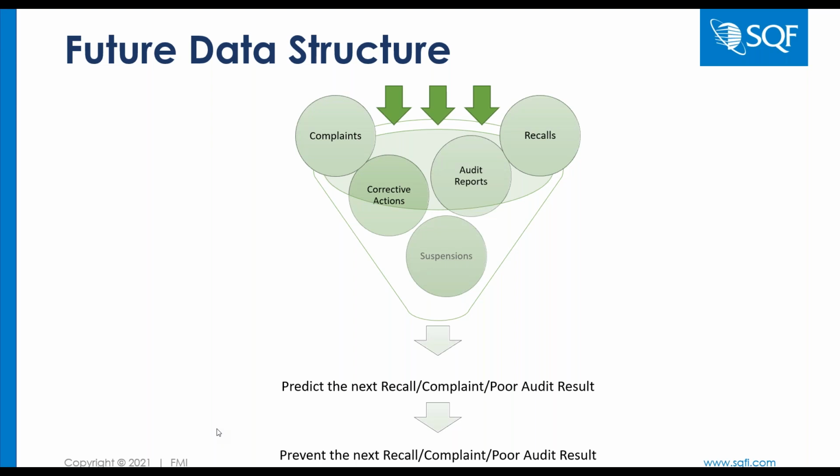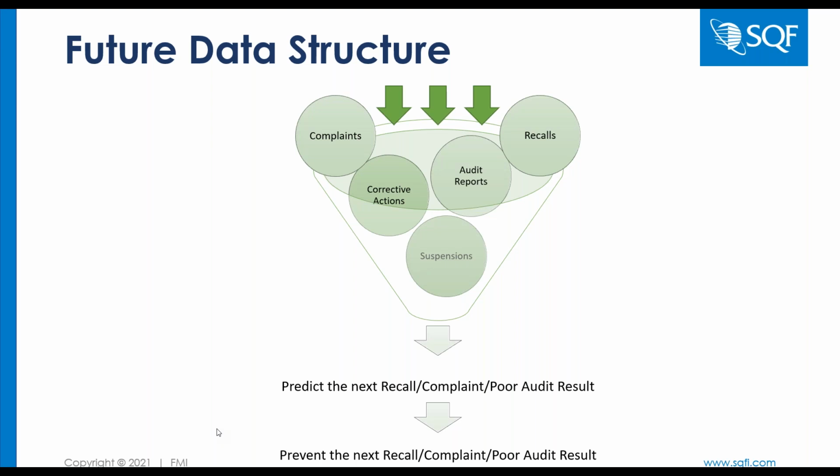What we want to do is pour all the data into our little funnel there, and I'll explain to you what our funnel is going to look like on the next slide. But we want to put all that data in, and then we want the AI or that technology to predict for us the next recall or complaint or poor audit result based on the information that we're feeding it. And then if we can predict, then hopefully we can prevent the next recall, complaint, or poor audit result from happening.